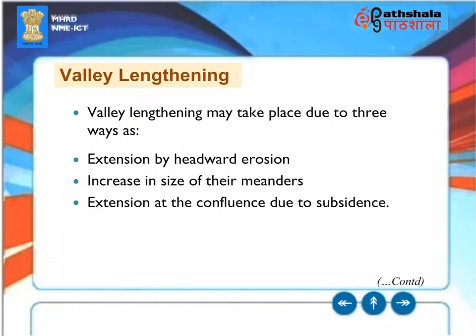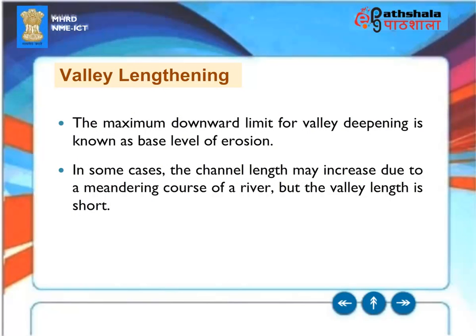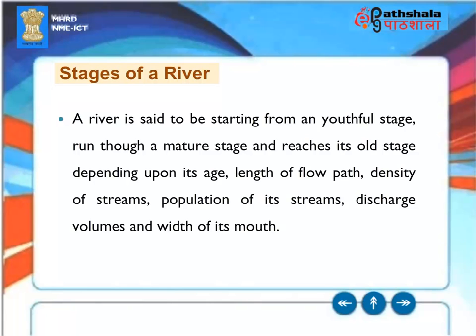Valley lengthening. Valley lengthening may take place in three ways: extension by headward erosion, increase in size of their meanders, and extension at the confluence due to subsidence. The maximum downward limit for valley deepening is known as the base level of erosion. In some cases, the channel length may increase due to a meandering course of a river, but the valley length is short. Stages of a river.